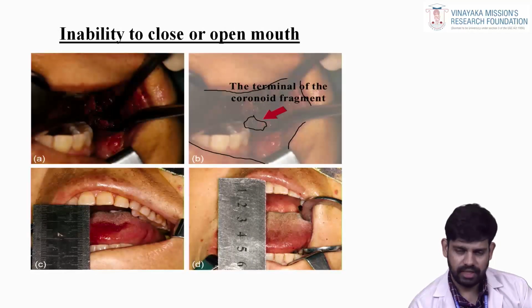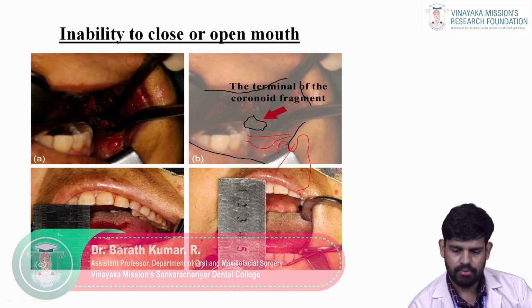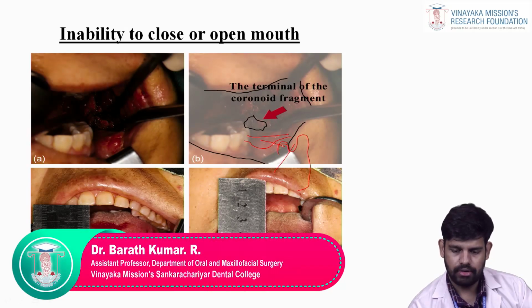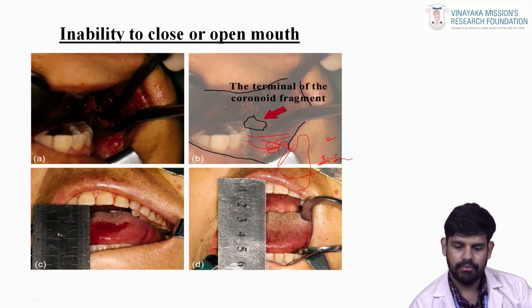And trismus, or inability to close or open the mouth, because the fractured coronoid fragment goes and hits the sigmoid notch. For example, this is your sigmoid notch, this is the coronoid, and the condyle will be here. If there is a fracture in the coronoid process, it gets pulled by the temporalis muscle and will go and hit the zygomatic arch. So the initial 10 mm of rotation will happen, but the anterior translation movement, the remaining 20 to 30 mm of mouth opening, will get hampered by the fractured coronoid process. That's why there will be a limited mouth opening.